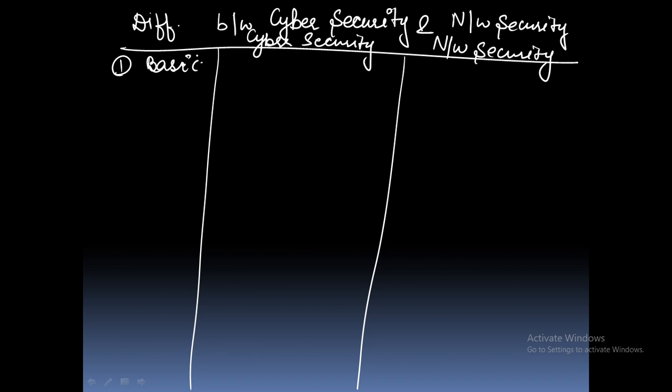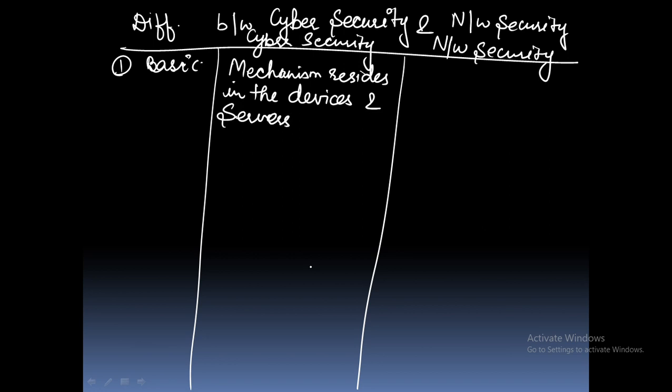According to the basic point, cyber security is a protection mechanism for the data residing in the devices and servers. A protection mechanism for data residing in the devices and servers.